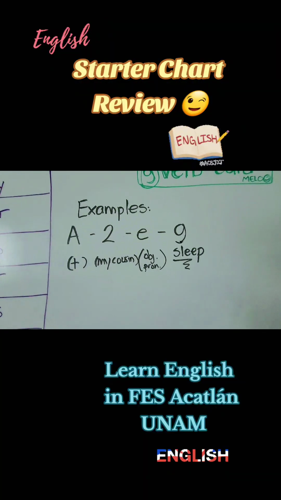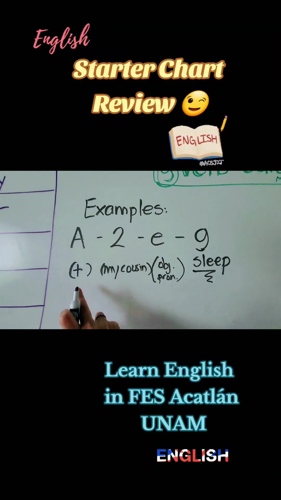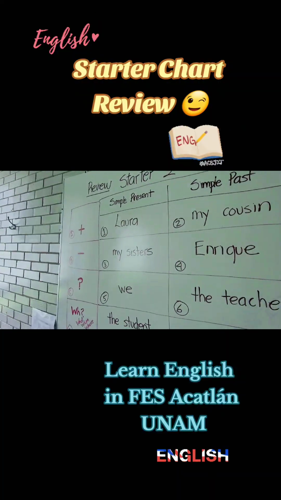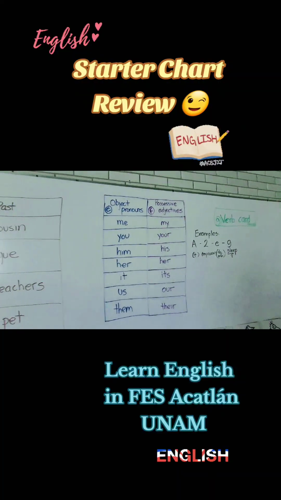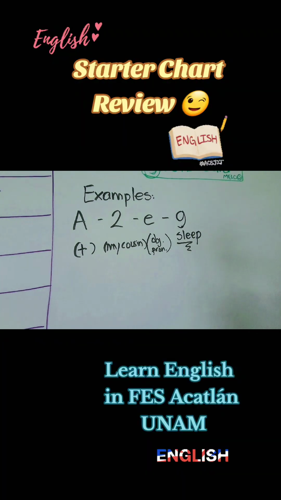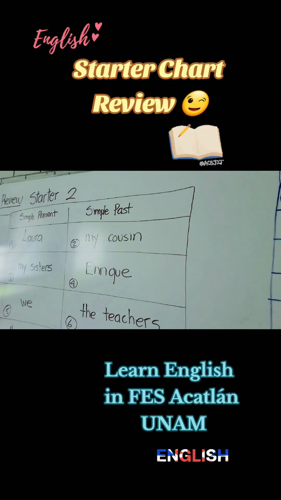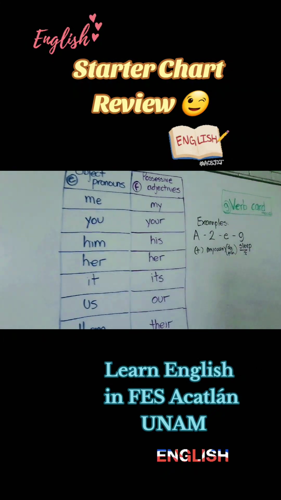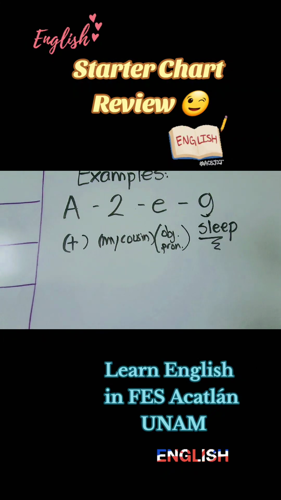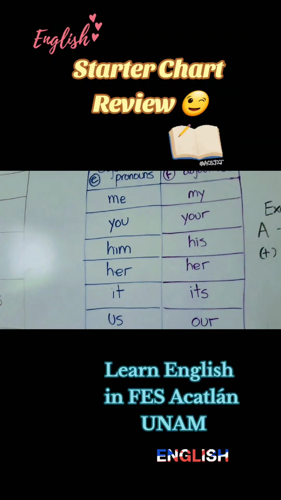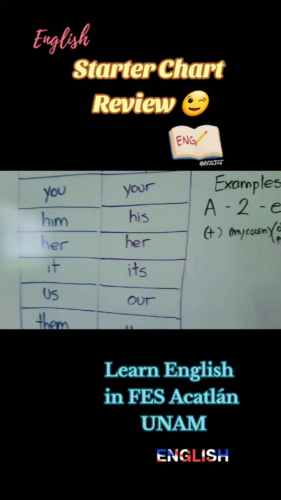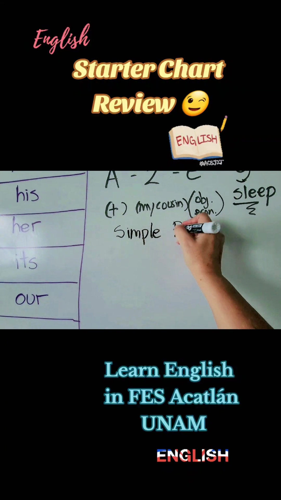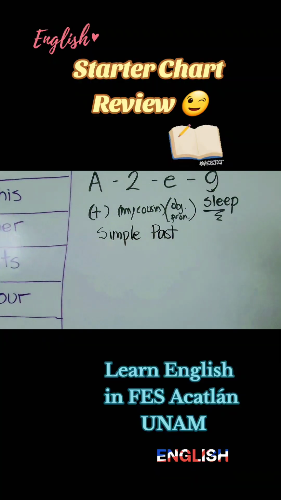So here is the first example. A is affirmative. Where is that? Over there in affirmative. Then we have my cousin, that is number 2, because it's simple past, number 2 in the chart. And then we have the use of an object pronoun. So you have to choose the object pronoun, and it has to be in simple past. So let me write the example.